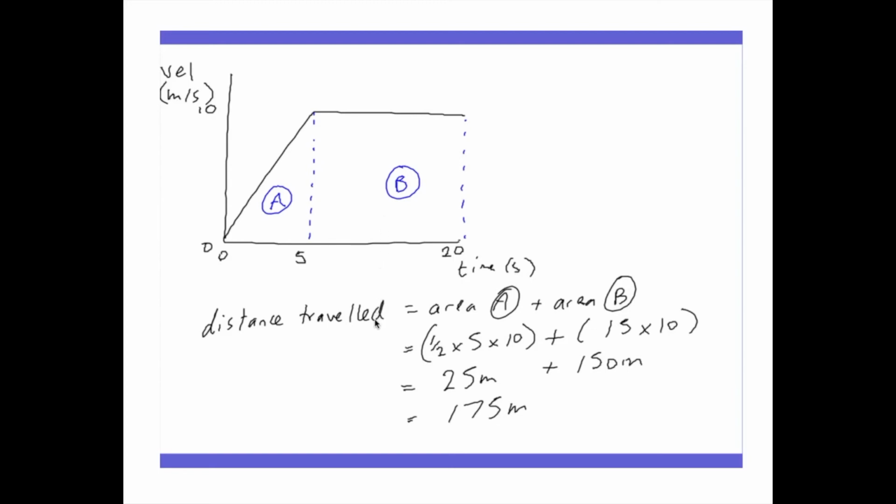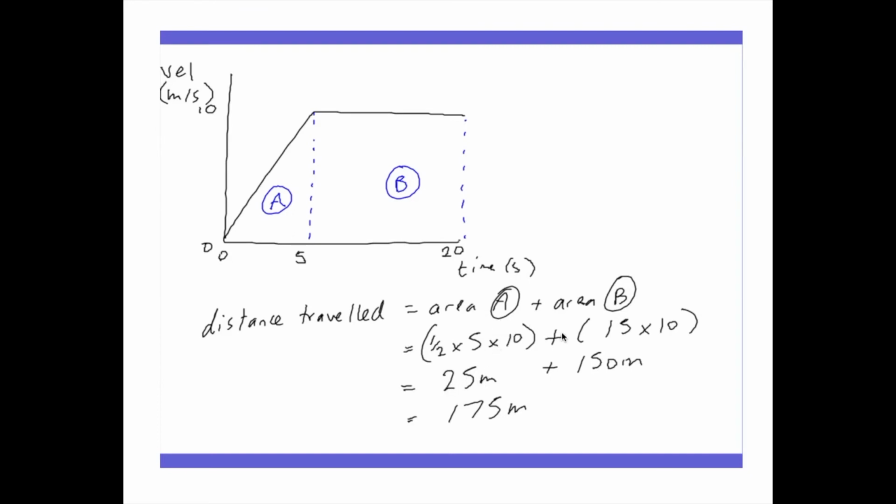So the total distance travelled would be area A plus area B. Area A is clearly a triangle, so that's a half times the base. What's the base of the triangle? From 0 to 5. And what's the height of the triangle? It goes from 0 up to 10. So that's 10. When you do that, that's 25.